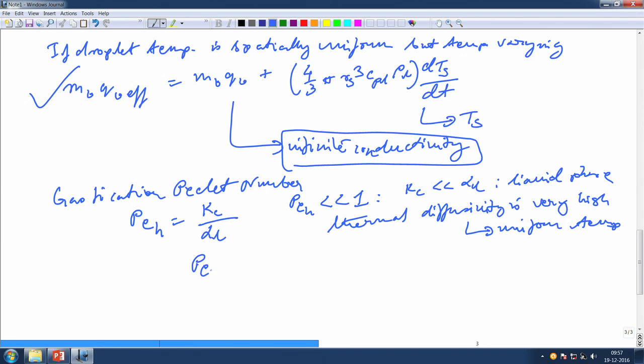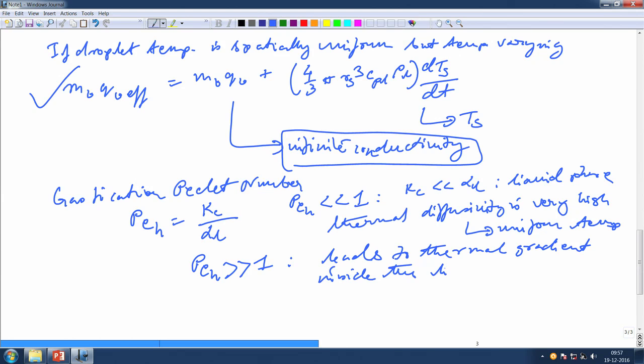If the Peclet number is much greater than 1, okay, this should lead to a thermal gradient inside the liquid phase. Okay. So, in other words, if this is the droplet, the temperature will go like this, right. This is highest at the surface and lowest at the core, got it. Okay. So, this comes from the Peclet number argument that we have put forward over here.